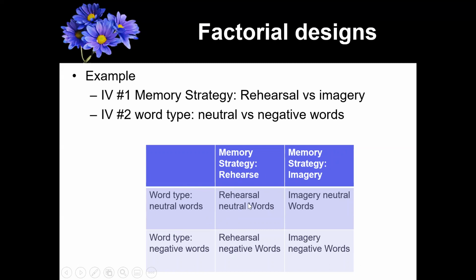So this cell here, what's it pointing to? Neutral words, that's what it's next to, and rehearsal. So we're going to have rehearsal of neutral words here. Down here, it's still in the rehearsal strategy, but it's in the negative words column. It's going to be rehearsal of negative words.